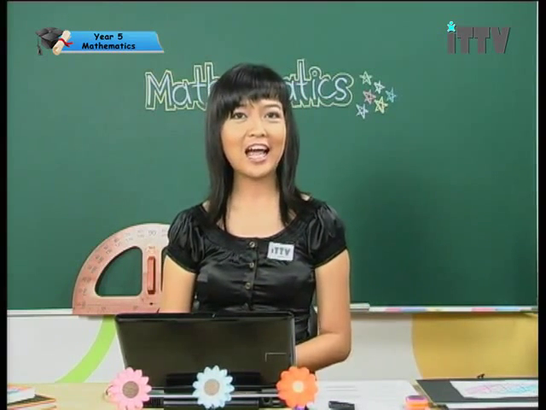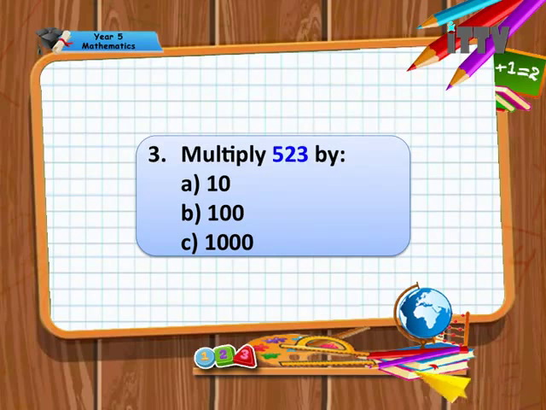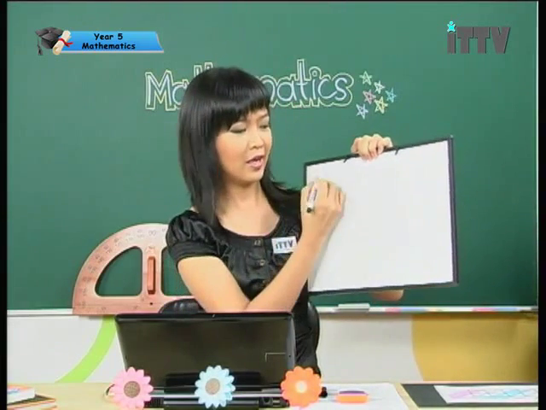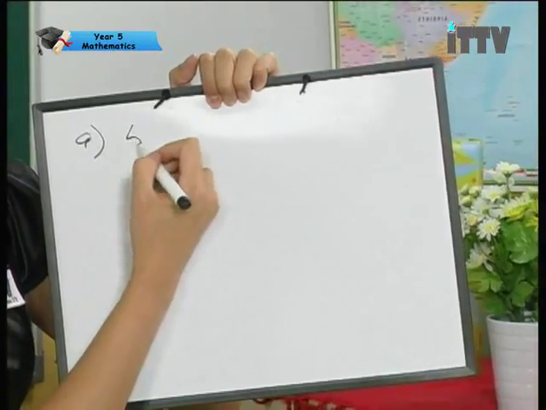Now we are going to try something more fun. Multiplying numbers with 10, 100 and 1000. Now, it is not as difficult as you think it is. Now, look at this question. Multiply 523 by A, 10, B, 100 and C, 1000. Okay, some pretty big numbers over there, but it's pretty easy. Okay, let's try A.